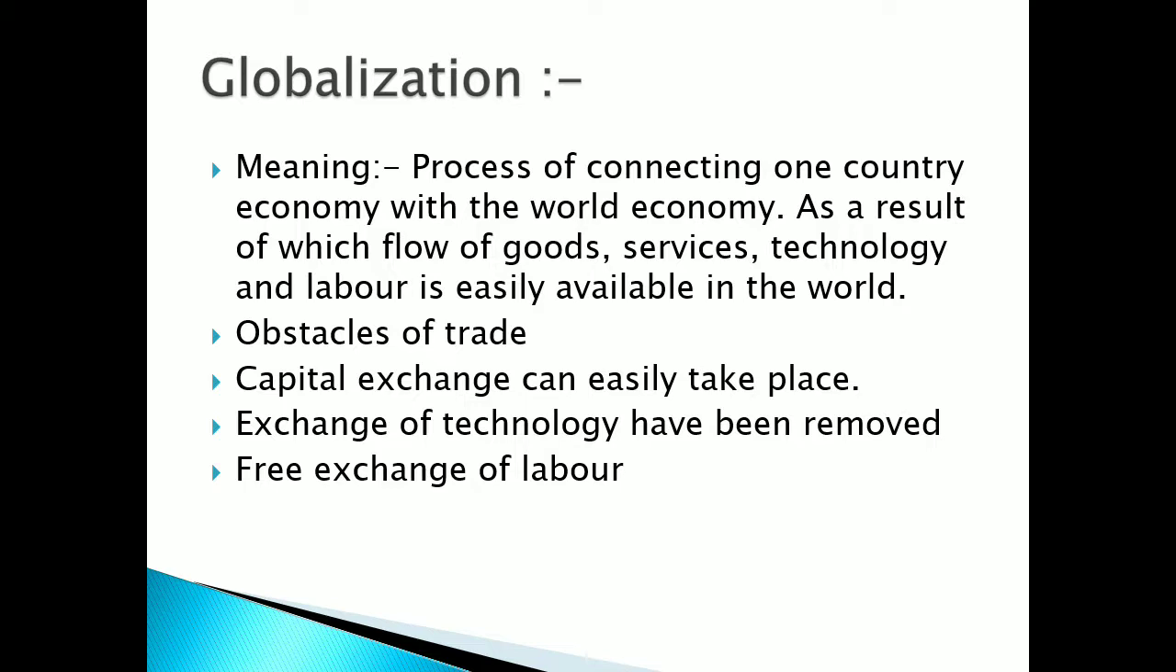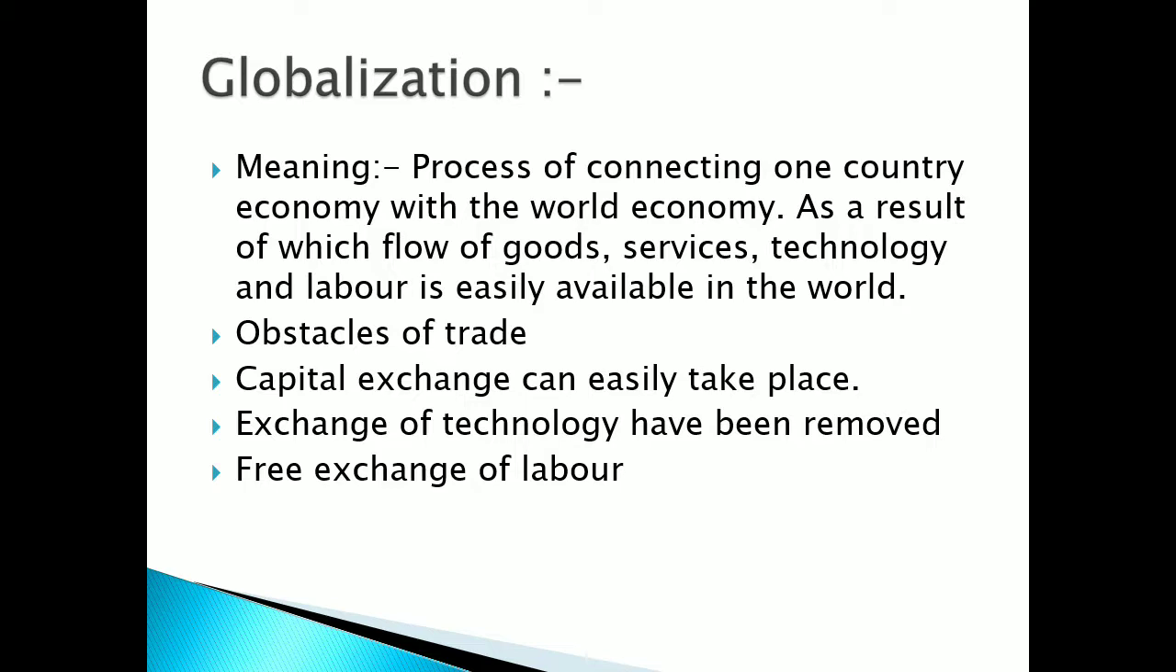How has this globalization happened? Many improvements were made due to globalization. First of all, obstacles of trade. Due to globalization, the obstacles to trade were removed. There were so many difficulties in selling and purchasing goods at the time of 1990. All these obstacles were solved after globalization.